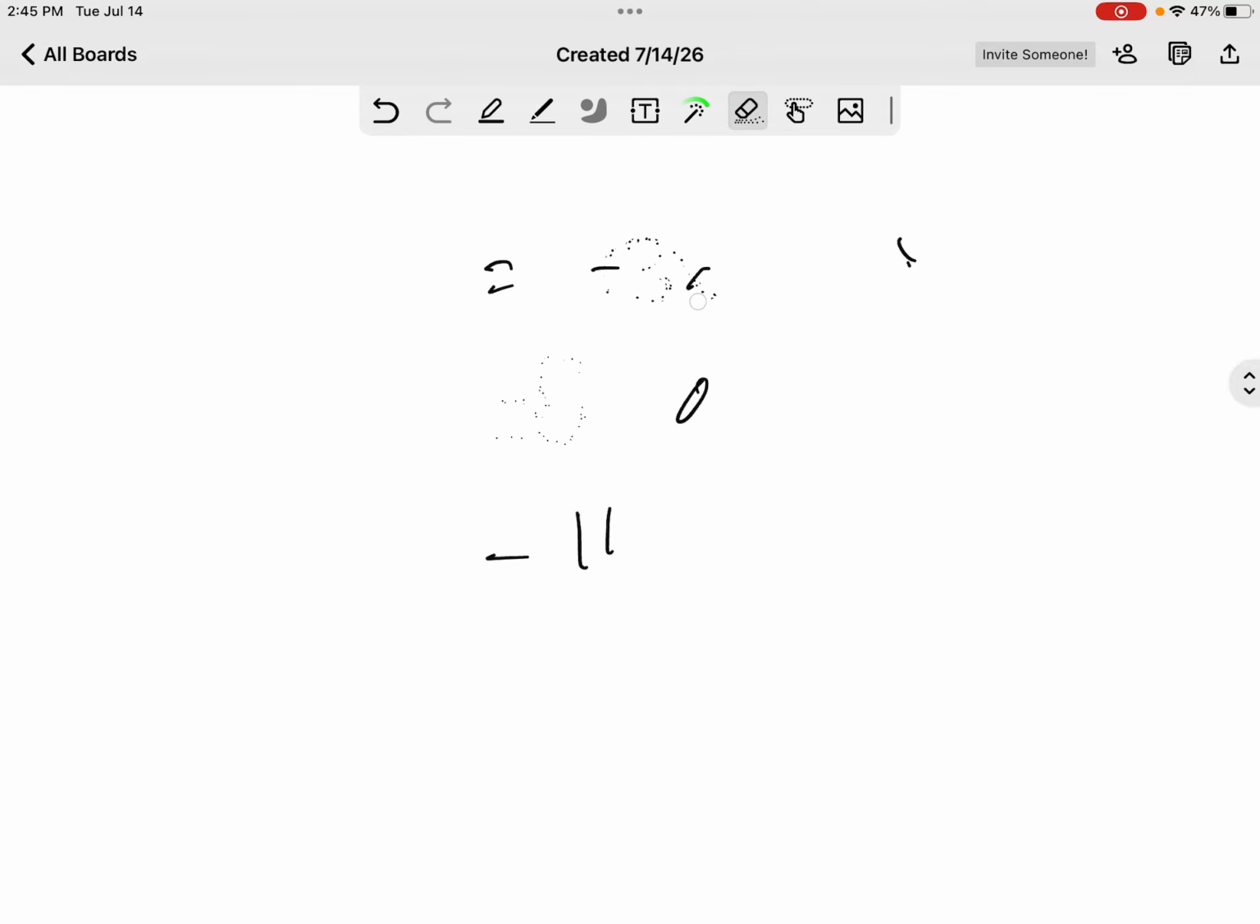If we want to add before multiplying, we have to put 5 plus 3 in parentheses. I'll show you how that looks.